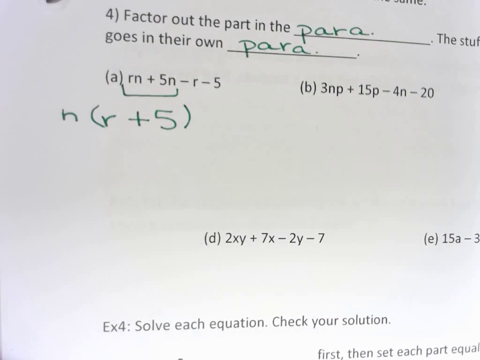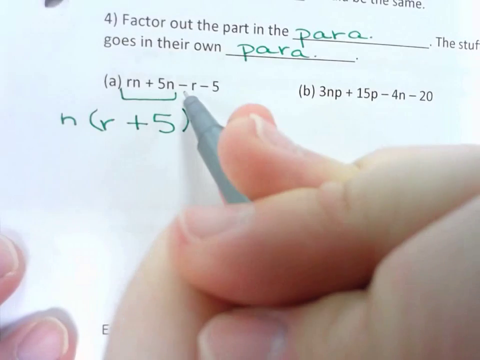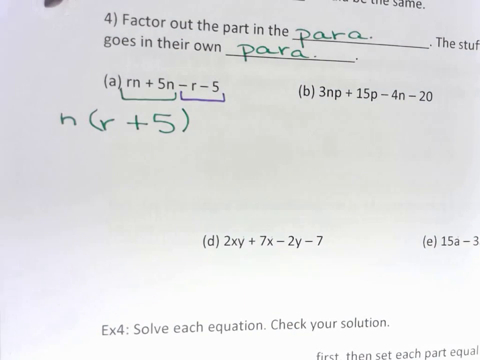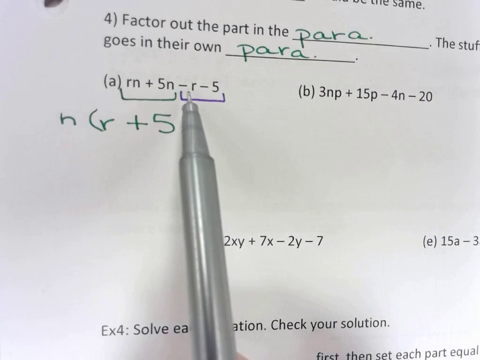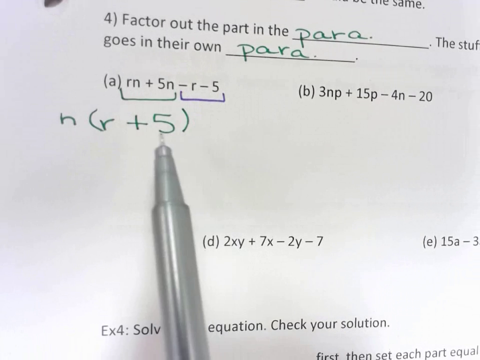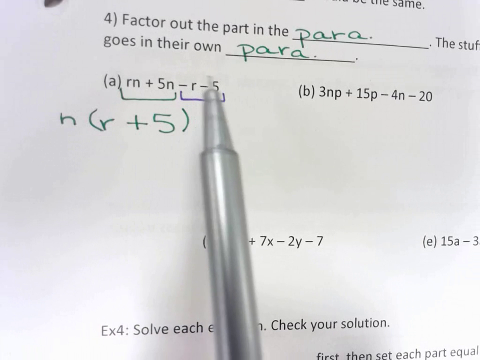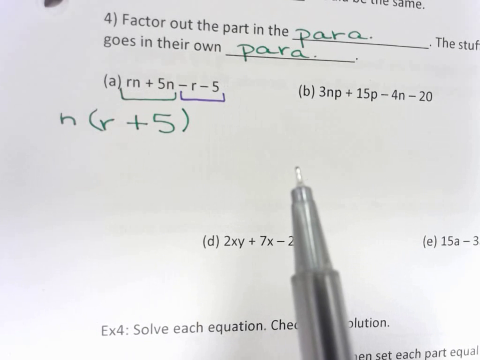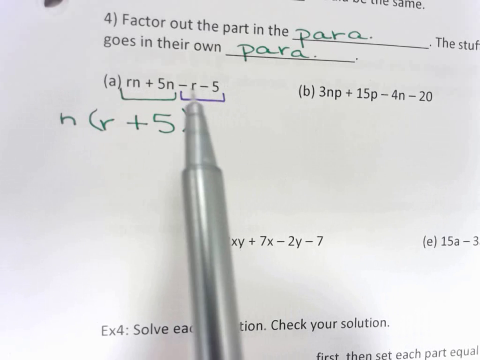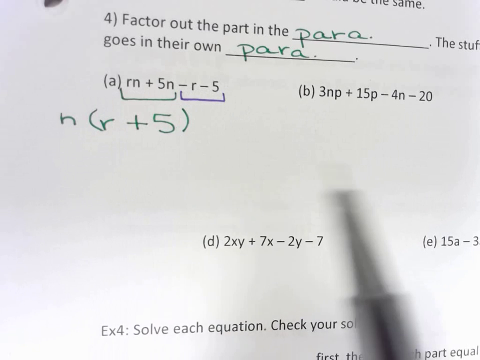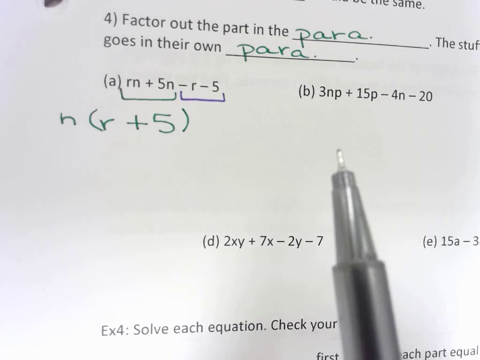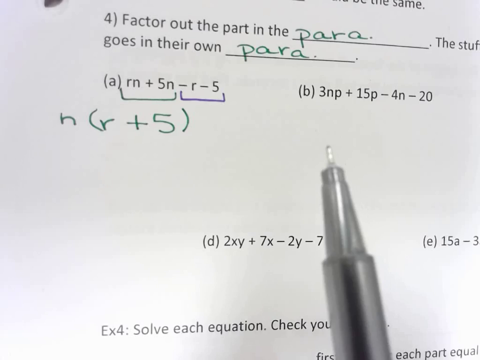Any questions so far? Then I look at my second two. So negative r minus 5. Those are my second two terms. Now I want to take the GCF out of those two terms. Now, I want my parentheses to be the same. So I'm thinking to myself, what can I take out of negative r minus 5 to possibly get back an r plus 5? So what is the GCF of negative r minus 5? Doesn't really have one necessarily, but what can I take out that will give me an r plus 5? Negative what? Negative what? 1.